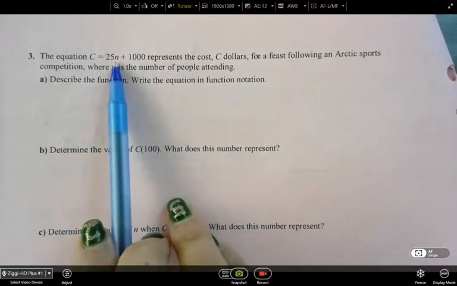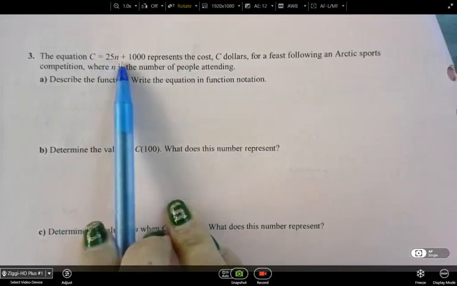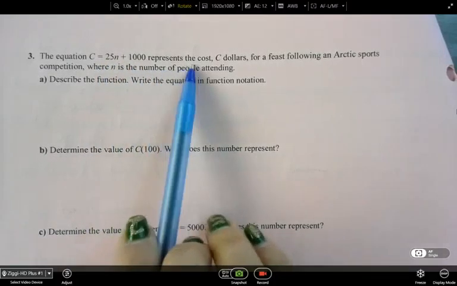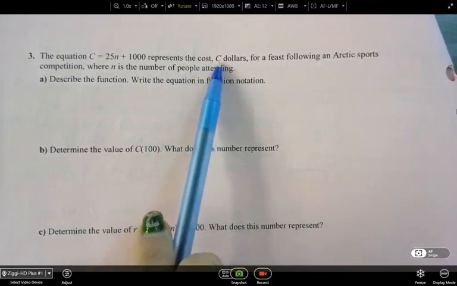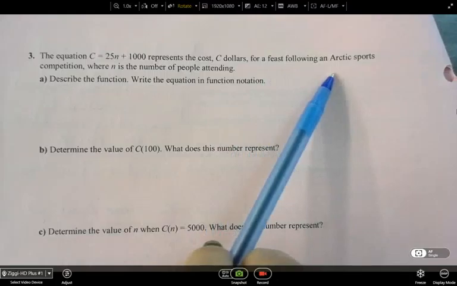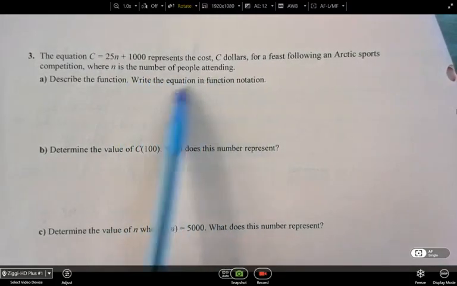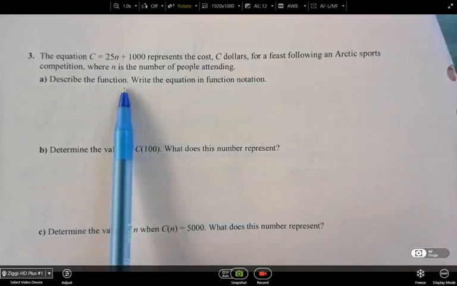So with these kind of questions, basically you have this variable here. So n is the variable. And what it's doing is it's multiplying with this coefficient, with the 25. So it's 25 times n and then plus 1,000. That's the equation that represents the cost, C in dollars, for a feast following an Arctic sports competition where n is the number of people attending. So describe the function and write the function in function notation.